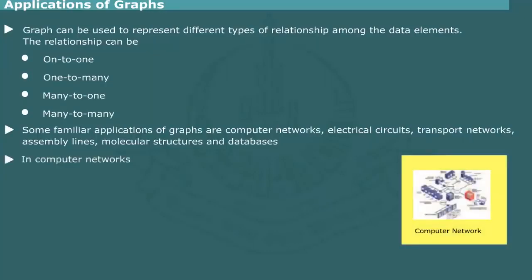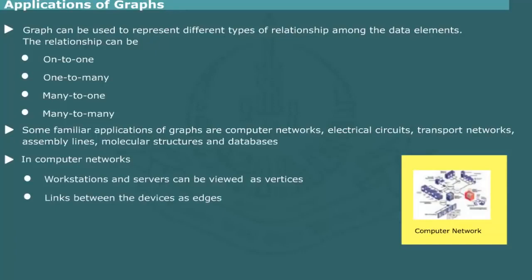In computer networks, workstations and servers can be viewed as vertices and links between the devices as edges. Thus, a graph may be used to configure a network for optimum performance. For example, using an appropriate algorithm, we can determine the shortest or most economical routes for dispatching packets of information along different paths in a network.